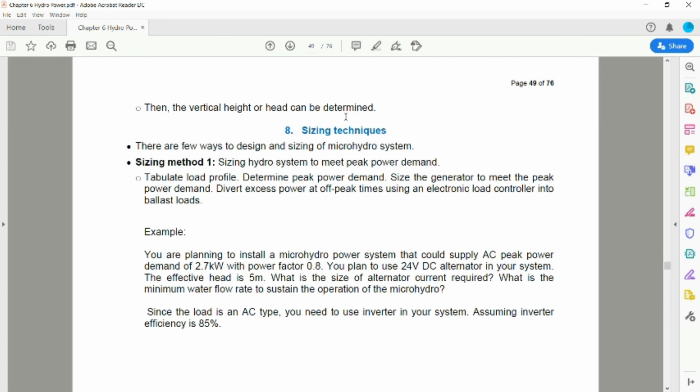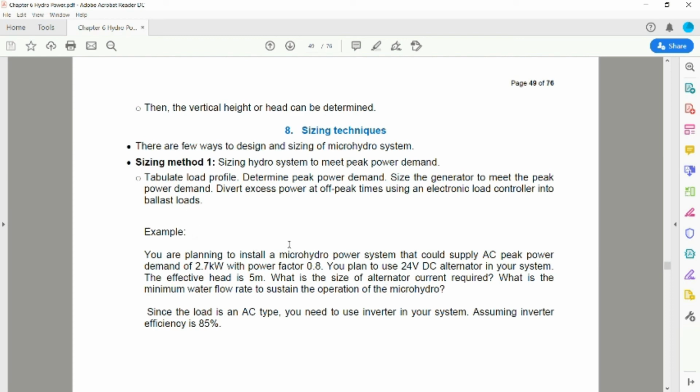Okay, sizing technique. The sizing technique of the microhydro system can be divided into two: sizing based on the peak power demand and sizing based on the base load. Let's see sizing method number 1, sizing the hydro system to meet peak power demand. You tabulate the load profile and then determine the peak power demand. Size the generator to meet the peak power demand. Divert excess power at off-peak time using an ELC, electronic load controller, into a ballast load or dummy load.